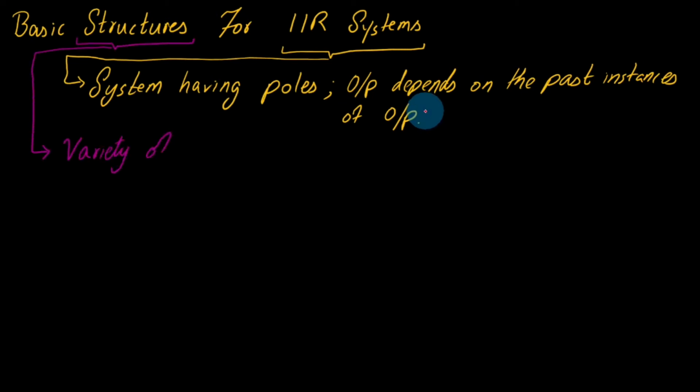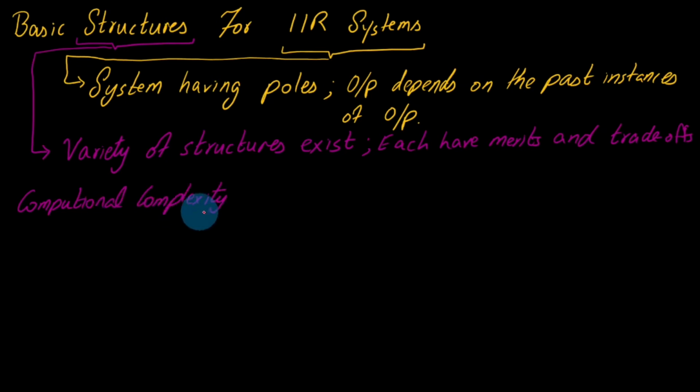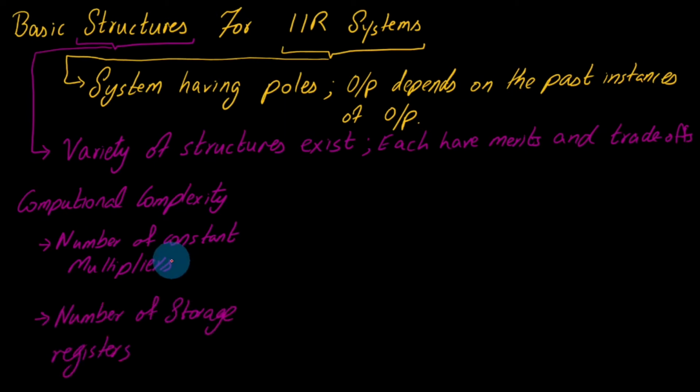As far as the structures are concerned, there is a variety of structures that exist, and each has its own merits and trade-offs. By structure, what we mean is that these are the algorithms or hardware descriptive forms which result in the IIR systems discussed herein. A fundamental merit includes the computational complexity, that is the number of constant multipliers that the algorithm would have and the number of storage registers that you would need. Ideally you would want a system which is less computationally costly.